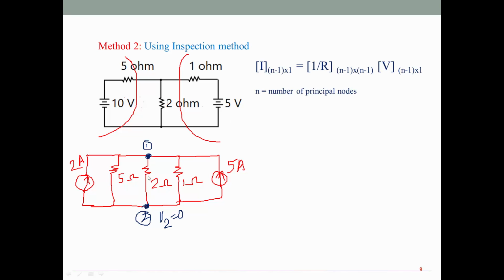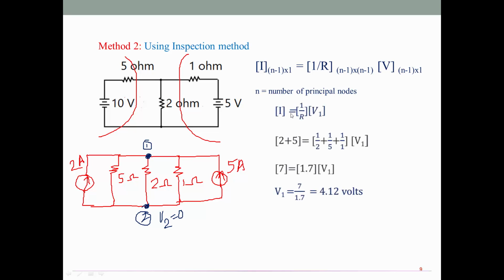Here I have 2 principal nodes, but n minus 1 I have to consider for the equation. That means only one equation will come. Now look at the equation. I is equal to 1 by R into V1, where V1 alone we have to find out here. So what is the current? Here I have two current sources, both moving towards node number 1. So I have 2 plus 5.